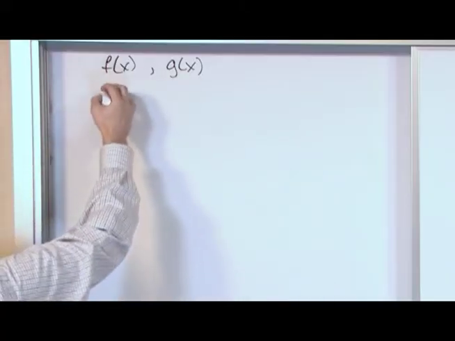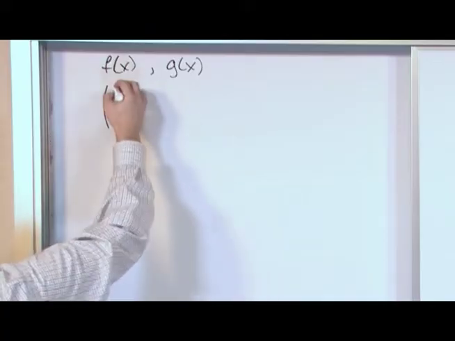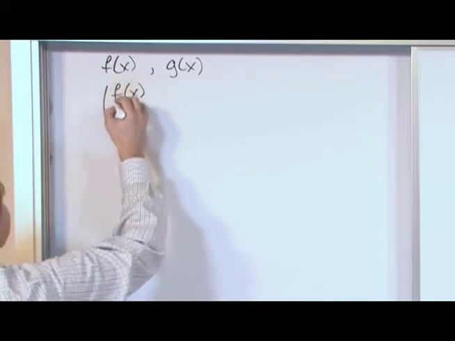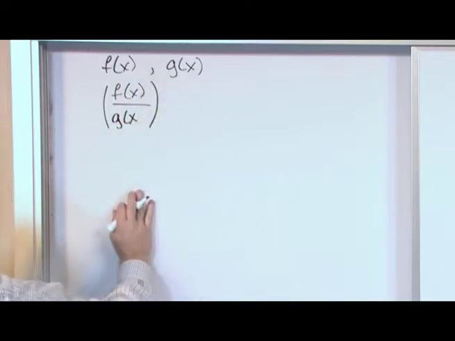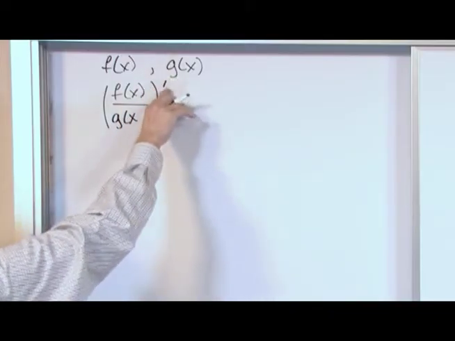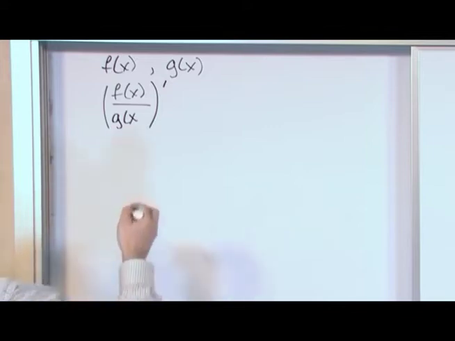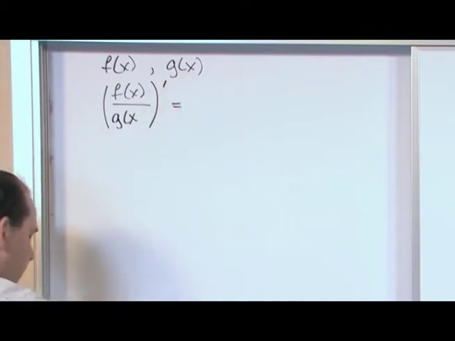Then if you're going to take the derivative of what we call the quotient, so we'll have f of x divided by g of x. We just take these two functions and divide them by one another, take the derivative, that's what this means. Then the way you do that is as follows.